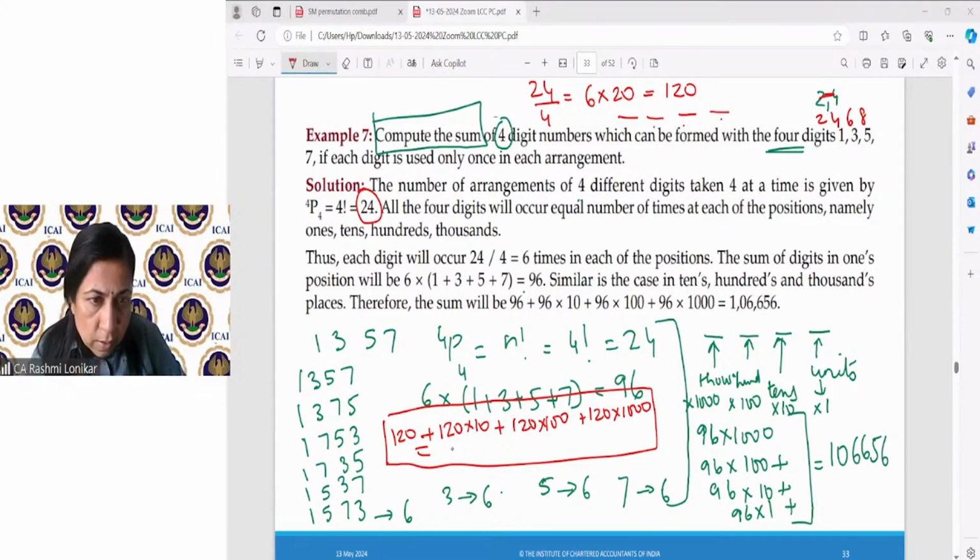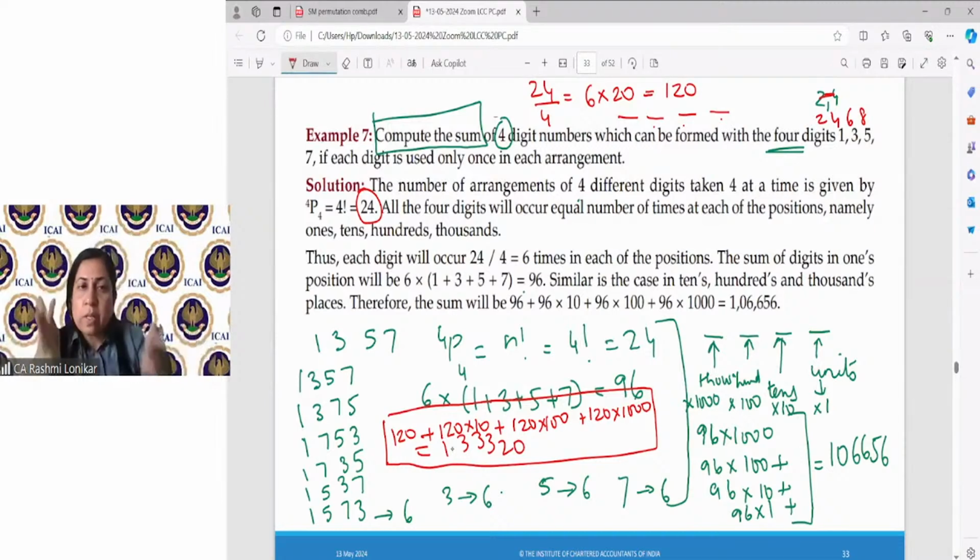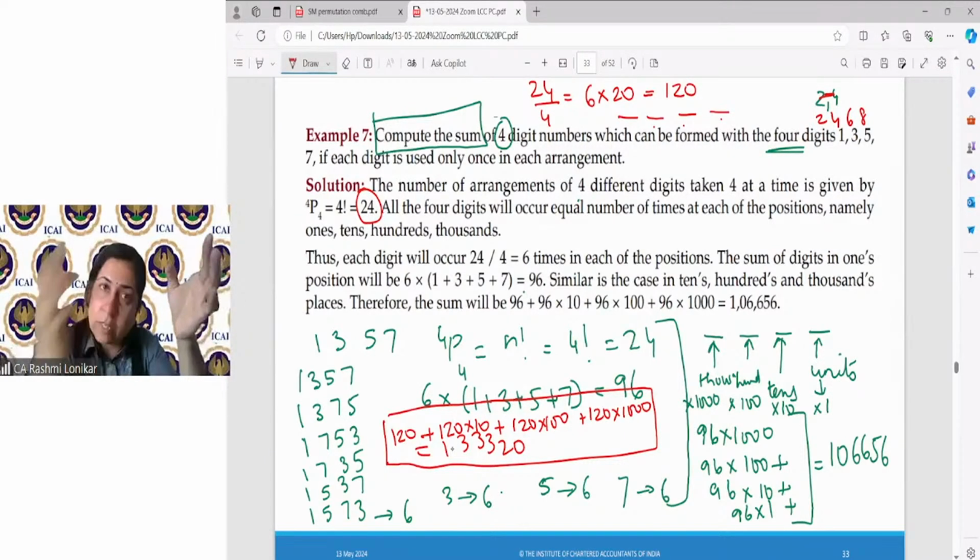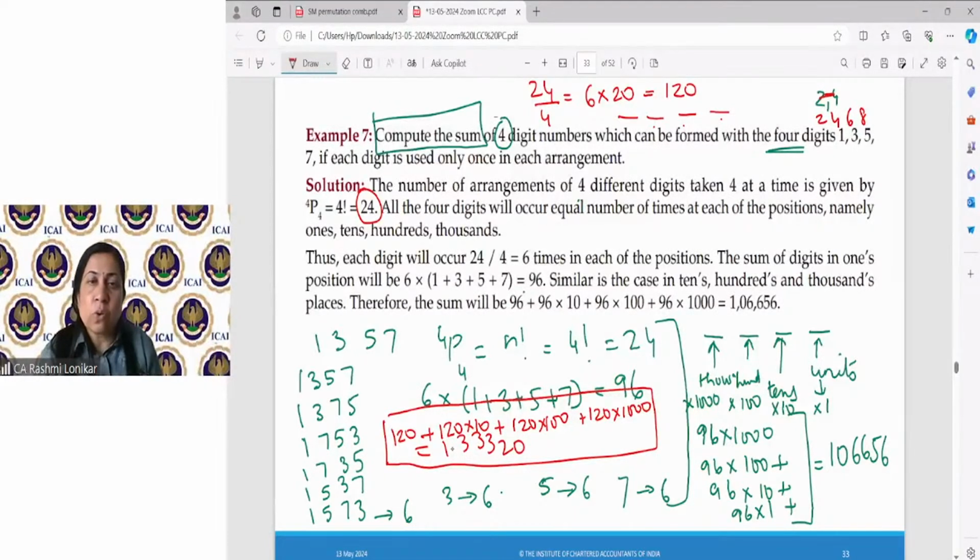So 13320. ठीक है? I will explain once again. How many numbers are there? 4 digits are given. Add those digits up. How many digits do you want to form? 4-digit number. 4 digits दिए हैं, 4-digit number है. So what will you have? Each digit is going to be repeated 6 times.